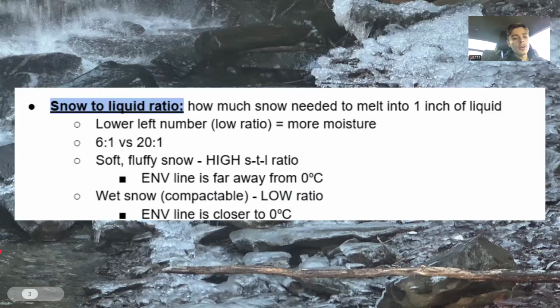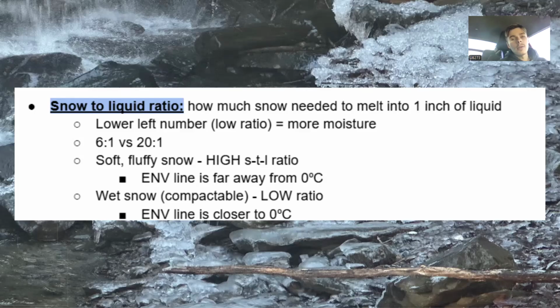All right, the next thing we want to talk about is the snow to liquid ratio. So this is a ratio, of course, and it's how much snow is needed to melt into 1 inch of liquid water, I should say. You might be confused by this at first because you might just think, how could that be different? Like, if you melt the snow, wouldn't it just be the same? That's not correct, actually, because we can have different levels of moisture within the snow. And that's the reason why you can have soft snow or wet snow.